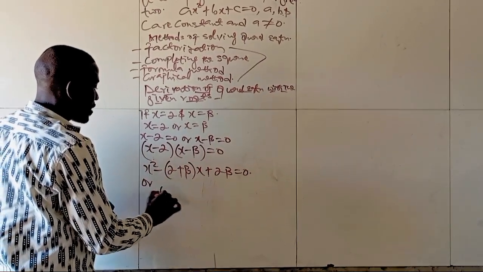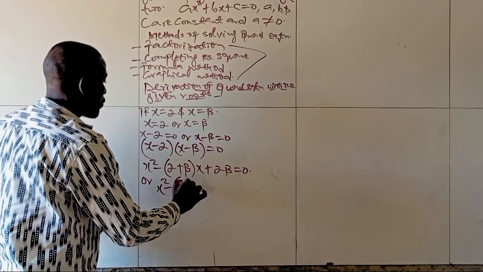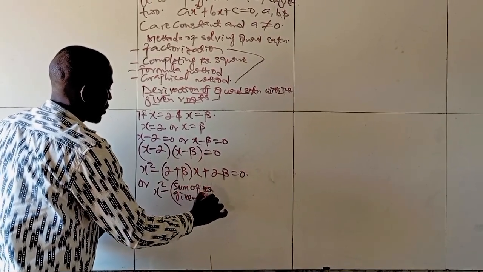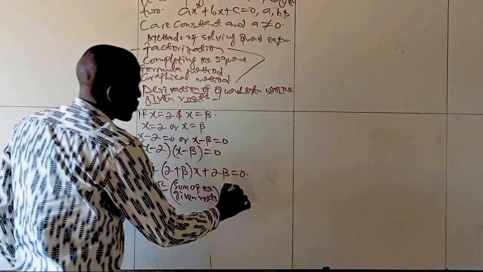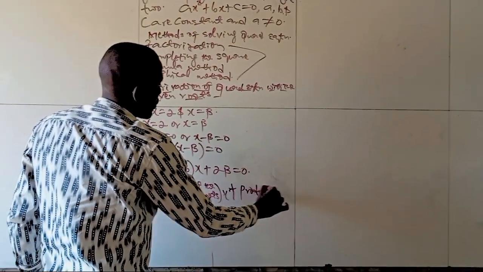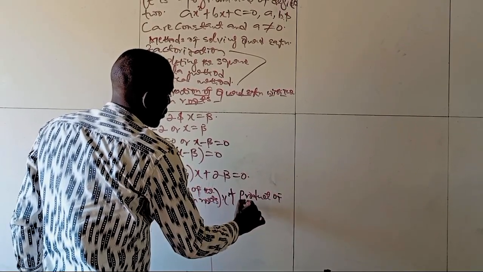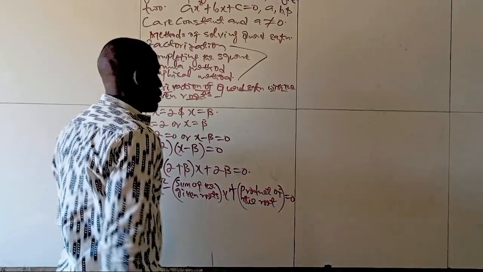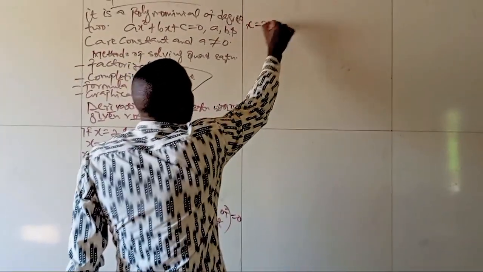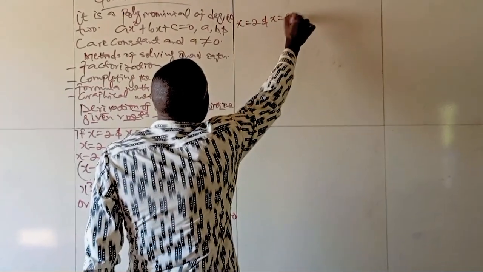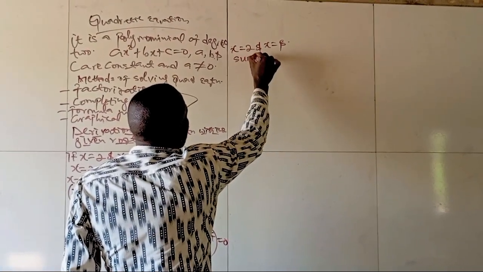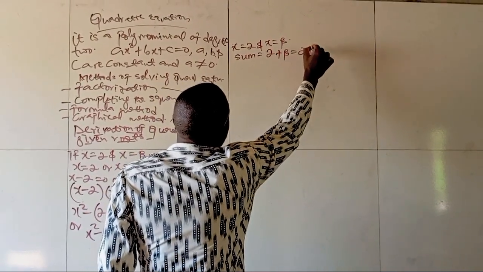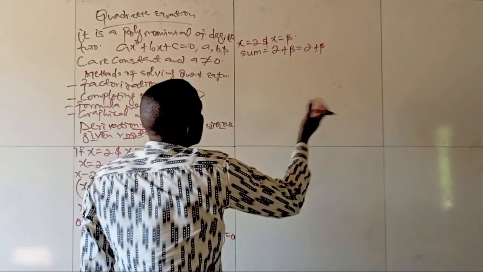The formula method states that x squared minus the sum of the given roots times x, plus the product of the roots, all equal to 0. So if we said that x is equal to alpha and x is equal to beta, the sum of the roots will be alpha plus beta. That's the sum.